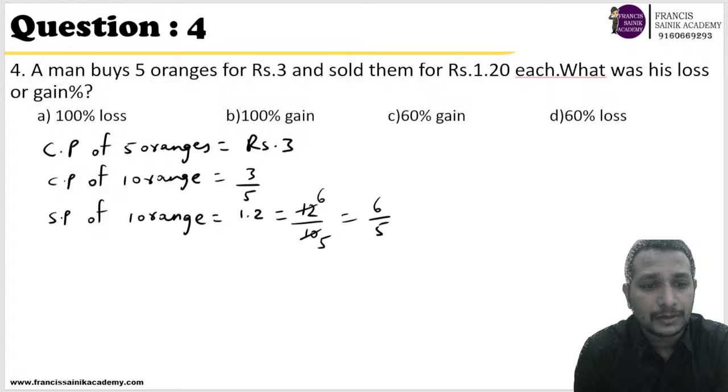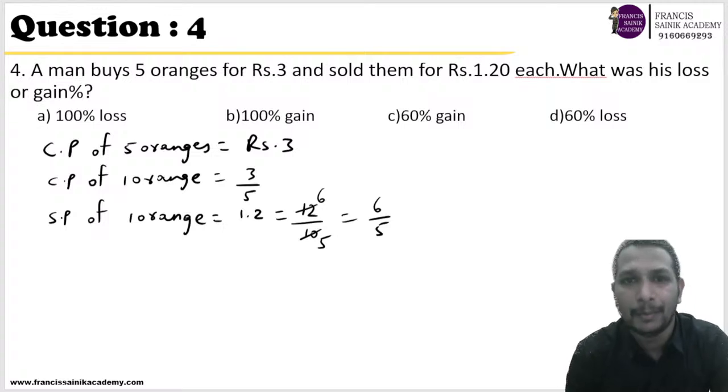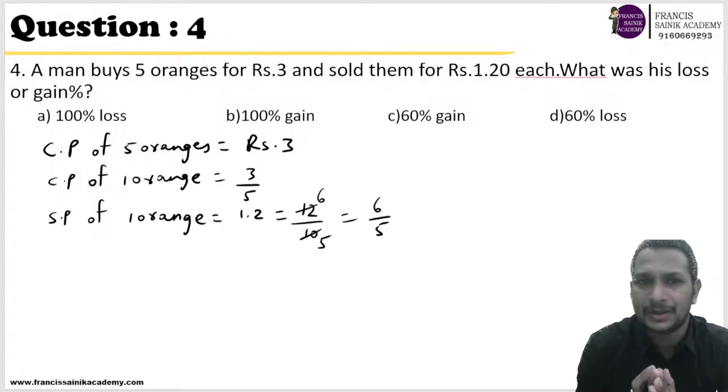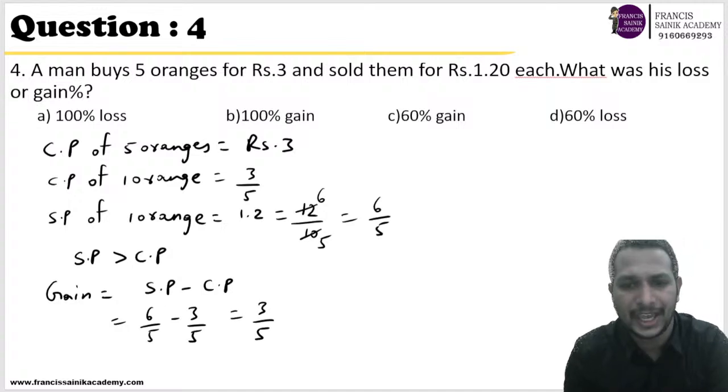So, let's see. Both the cost price and selling price are like fractions. Like fractions means both the denominators are the same. We can say clearly that the selling price is greater than the cost price, which means we're getting a gain, right? Gain is selling price minus cost price, which is 6 by 5 minus 3 by 5, which is 3 by 5. Now, they're asking to find the gain percentage.